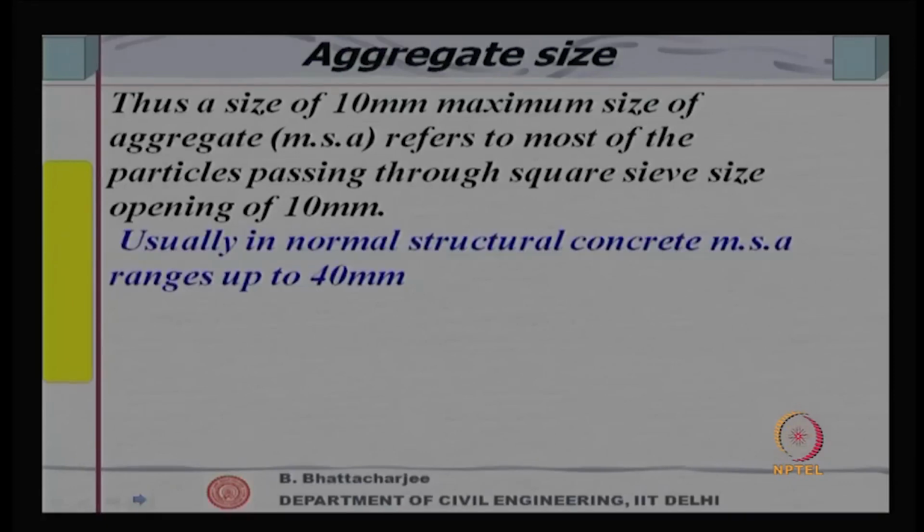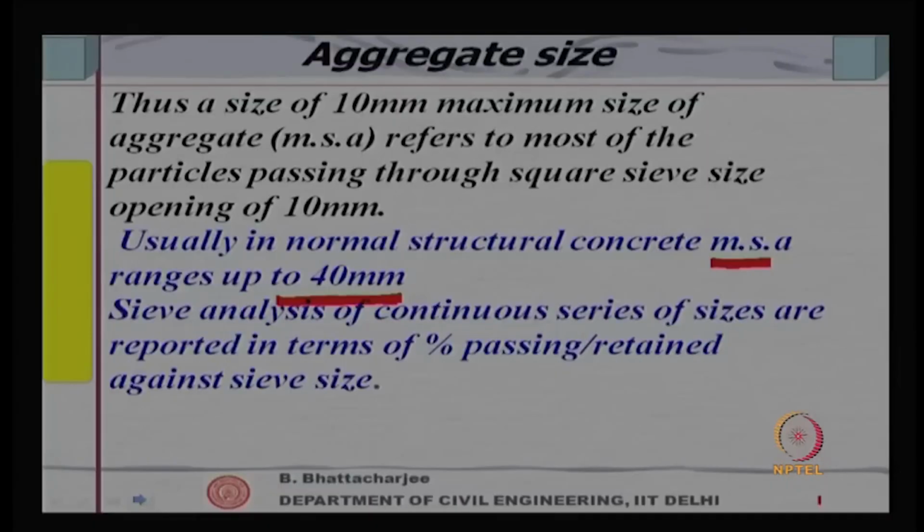Usually in normal structural concrete, MSA ranges up to 40 millimeter, mostly 20 millimeter, and we will see of course what the choice of MSA depends on.